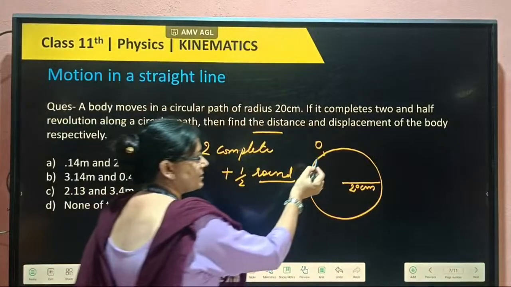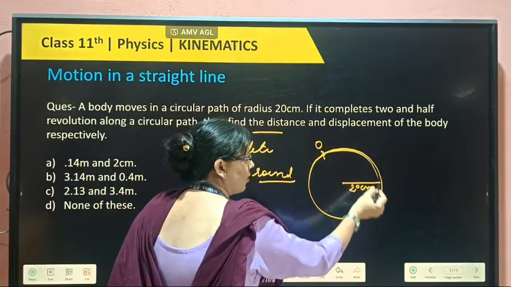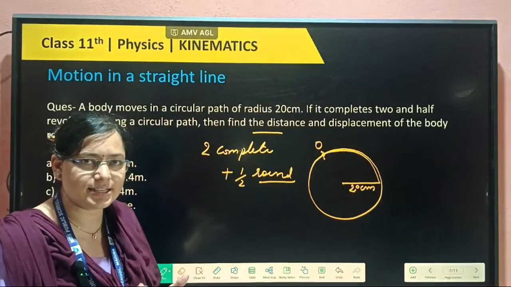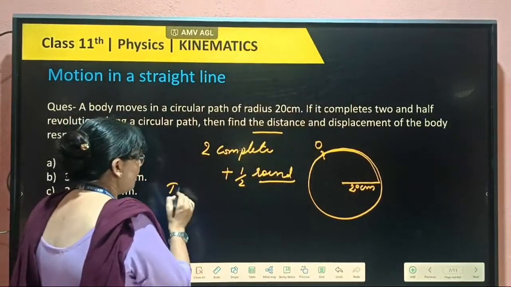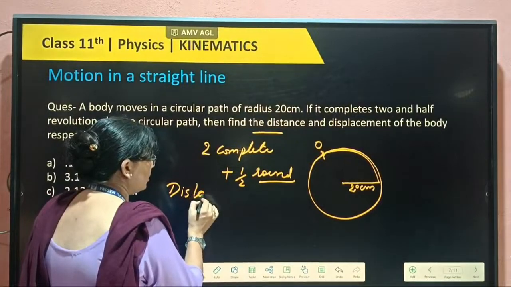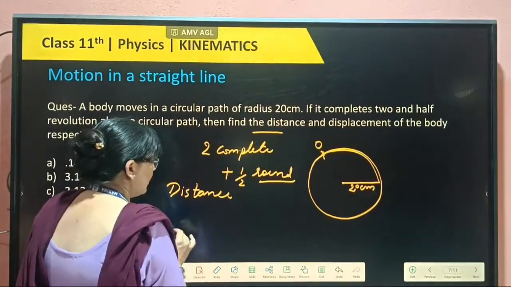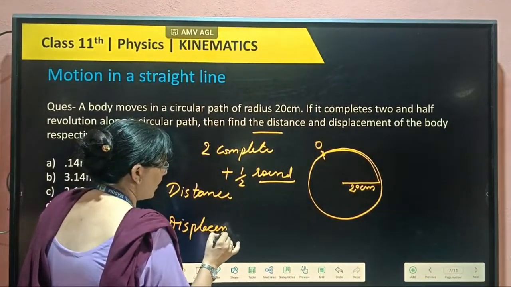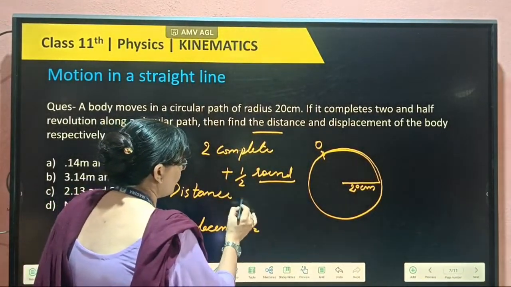For example, starting from here, then going there, then one complete path. Now we know about distance and displacement. Beta, distance will be our total path from initial to final, yes or no? And displacement will be our shortest path. So we have to find out the shortest and the total path.